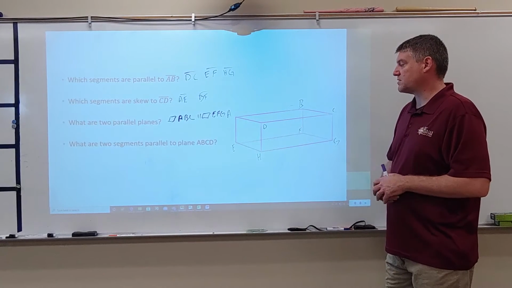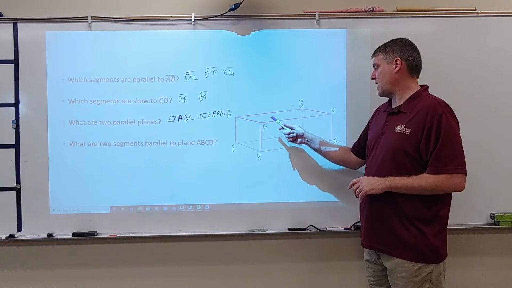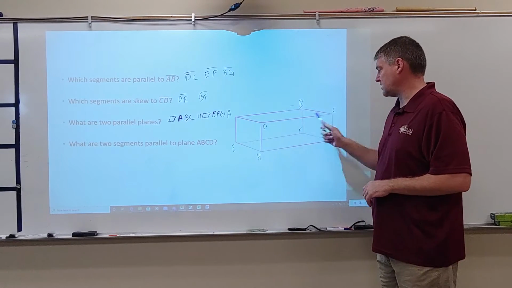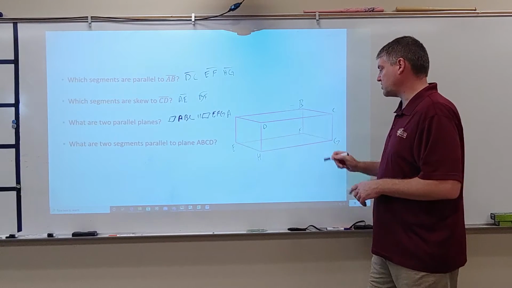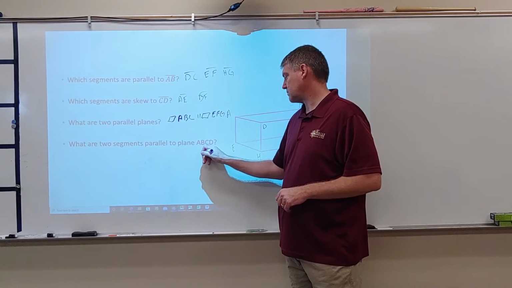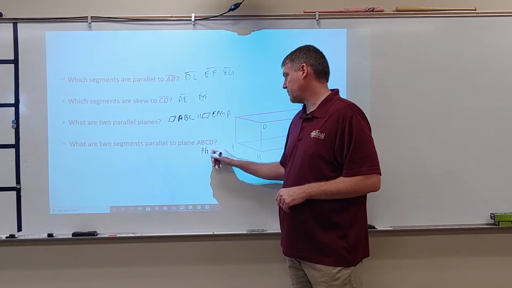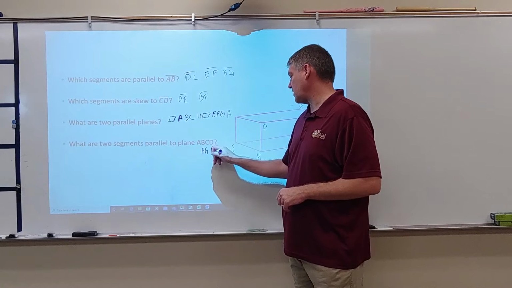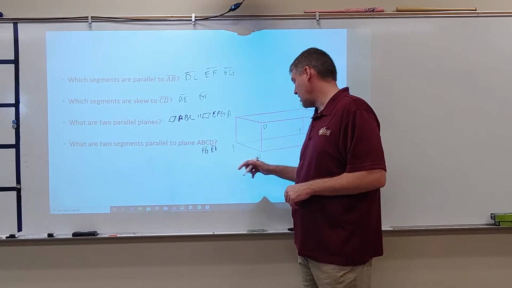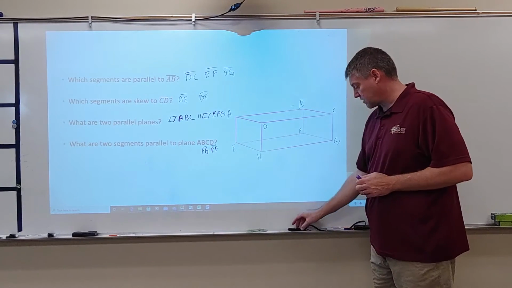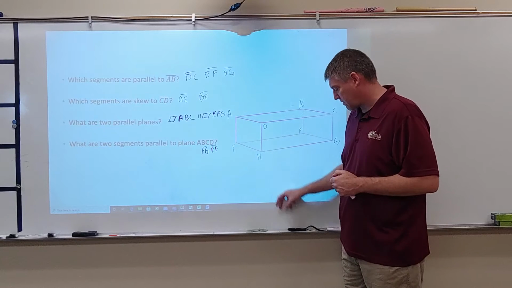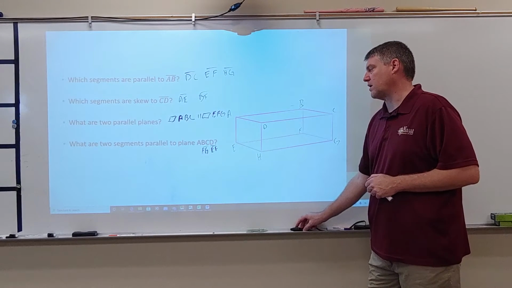What are two segments parallel to plane ABCD? So here's ABCD. So I want two segments. So I'm going to pick HG, and let's just go EF, since they are both parallel. But I could have picked EH and FG and any combination of those, because it's not saying the segments are parallel. It's just saying which ones are parallel to it.